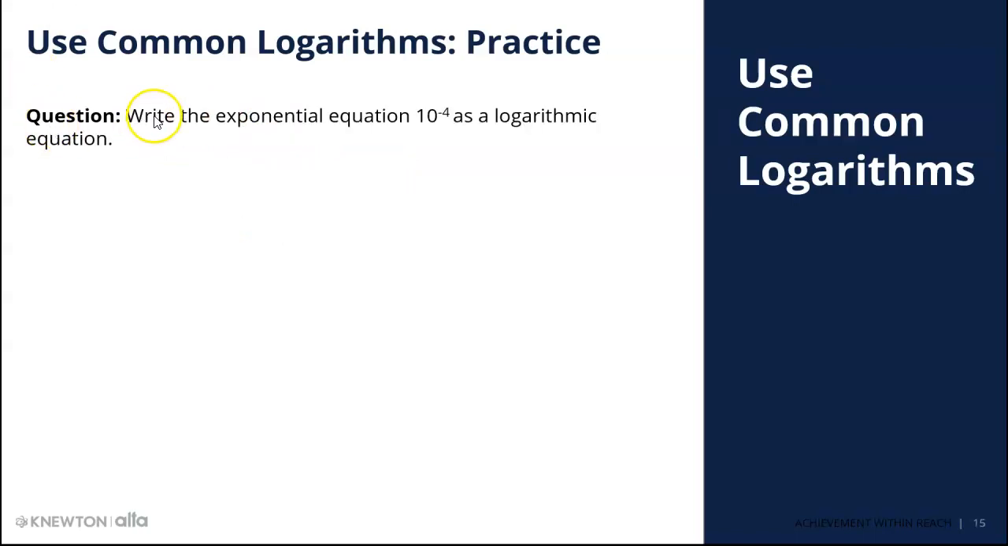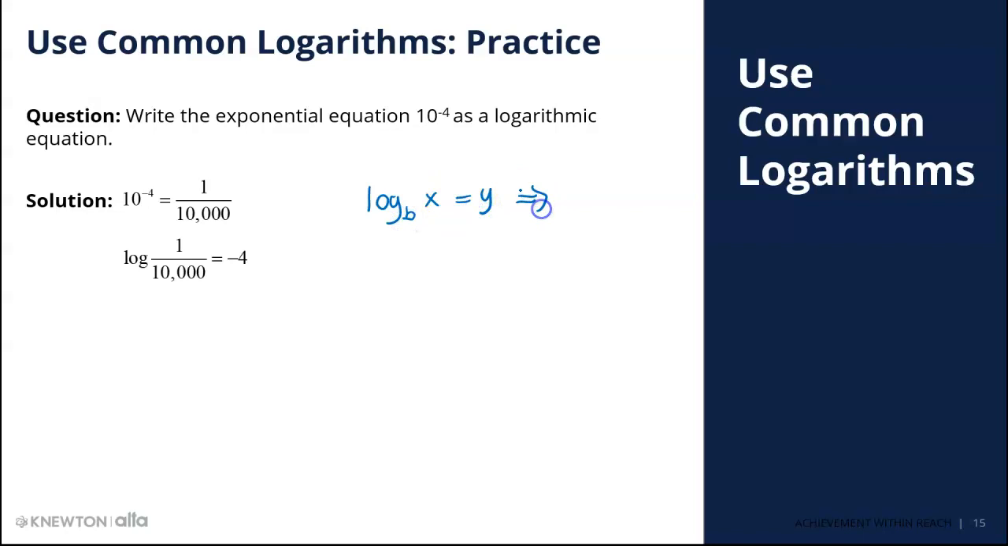Another example, write the exponential equation 10 to the negative 4th as a logarithmic equation. So to do this, we will first expand 10 to the negative 4th. We will write that as 1 over 10,000. Now we have this equation here. Then we will use the definition of logarithm, that is, if you have log of x base b equal to y, equivalently you could write this as b, that's the base, raised to y equal to x.